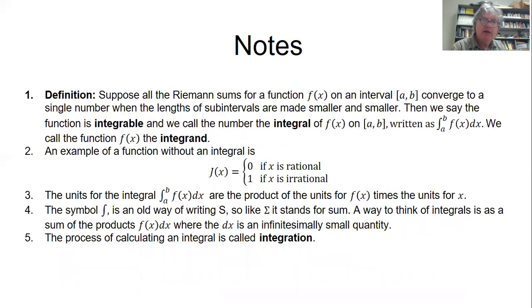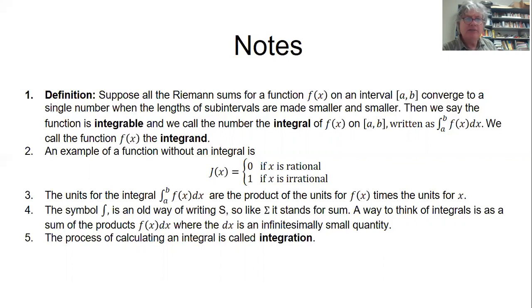So, definition. Suppose all the Riemann sums for a function on an interval converge to a single number when the lengths of the subintervals are made smaller and smaller. Then we say the function is integrable, and we call the number the integral of f(x) on [a, b], and we write it like that. We call the function f(x) the integrand.